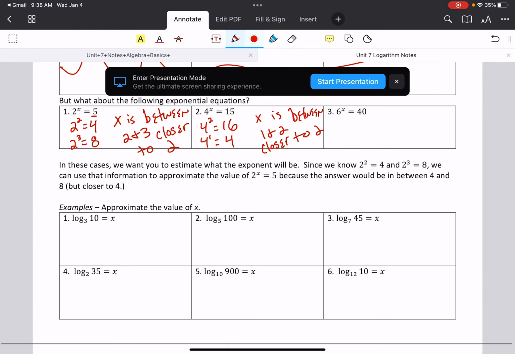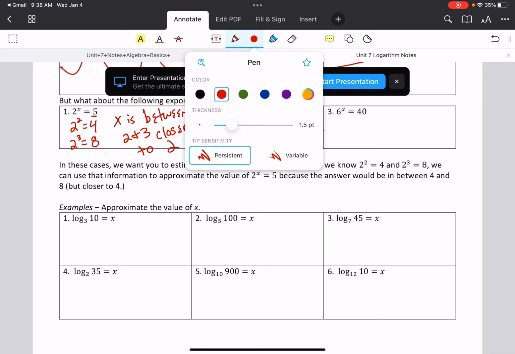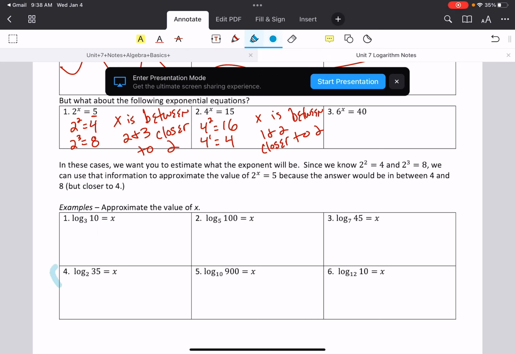Is there a shorthand to write this that we're going to learn in a second? Nope. Just a sentence? Yep. All right, then. I want you to try 4, 5, and 6 down here.